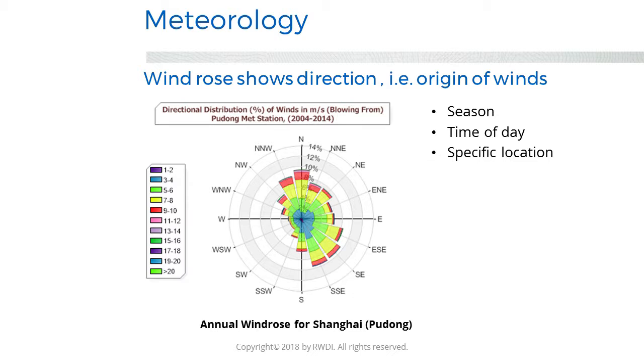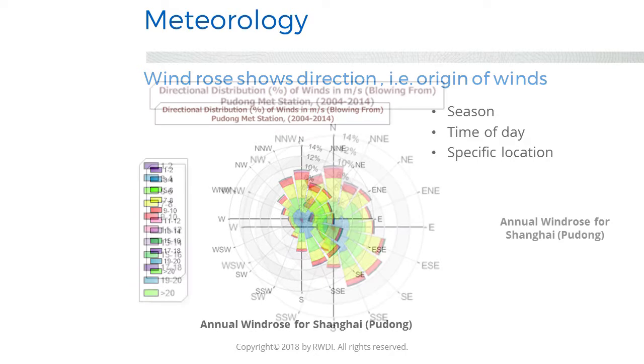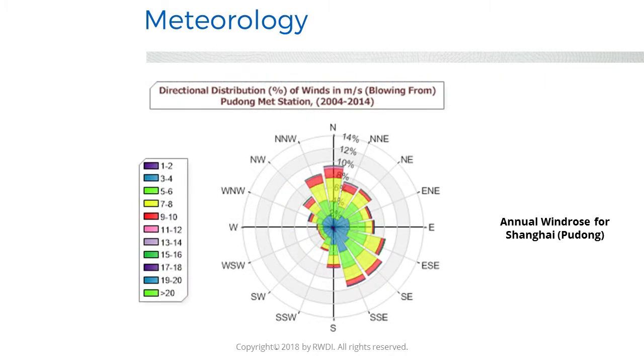A windrose shows the frequency of wind events for each direction. The direction always indicates where the wind is blowing from. It can also show other information such as wind speed or temperature and can be presented for a variety of time periods or seasons. For example, the windrose shown here is for Pudong Airport in Shanghai. Recorded data between 2004 and 2014 is presented.